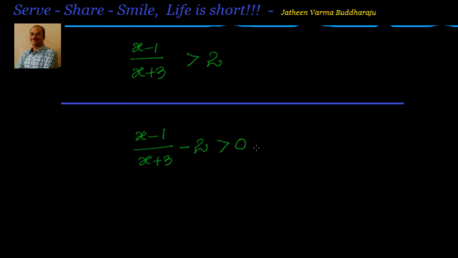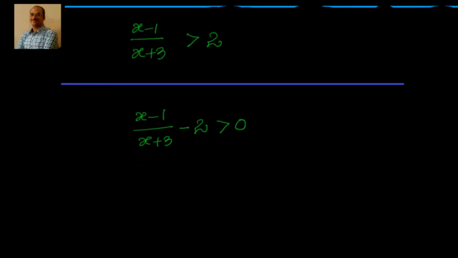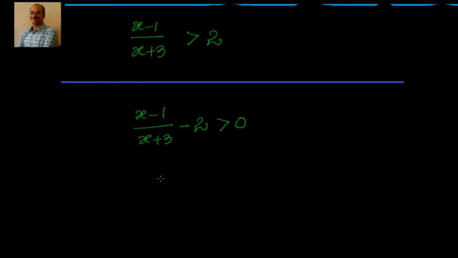Now why are we always bringing it to 0? Because to check whether a number is positive or negative, I can compare with respect to 0. Greater than 0 is positive, less than 0 is negative. So based on that, I can see how the numerator and denominator should act, and I can easily find out the values. Other than that, there is nothing else.